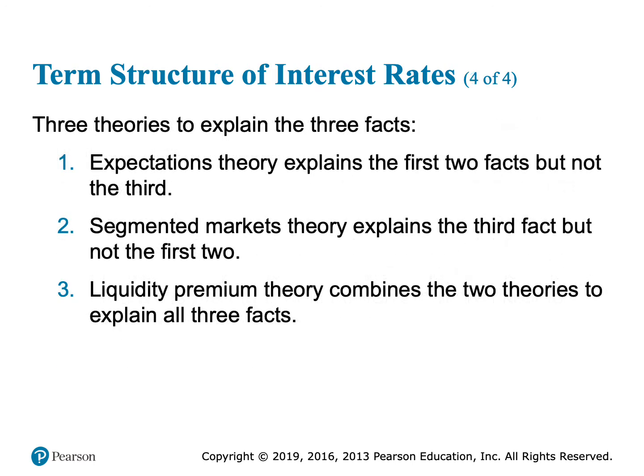We'll be looking at three theories that try to explain these facts that we saw in the last slide. One of them will be expectations theory, and it's good at explaining the first two facts, but it doesn't explain the third one very well. Segmented market theory explains the third fact, but it's not very good at explaining the first two. And liquidity premium theory, which combines these two theories, expectations and segmented markets, explains all three of our facts.